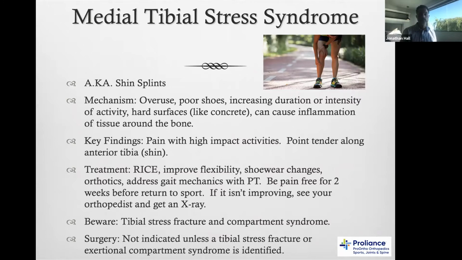So if this isn't getting better, then you really do need to get checked out. And another thing that I mentioned here is you need to be pain-free for about 2 weeks before you go back to your sport. Otherwise, it's probably going to come back.